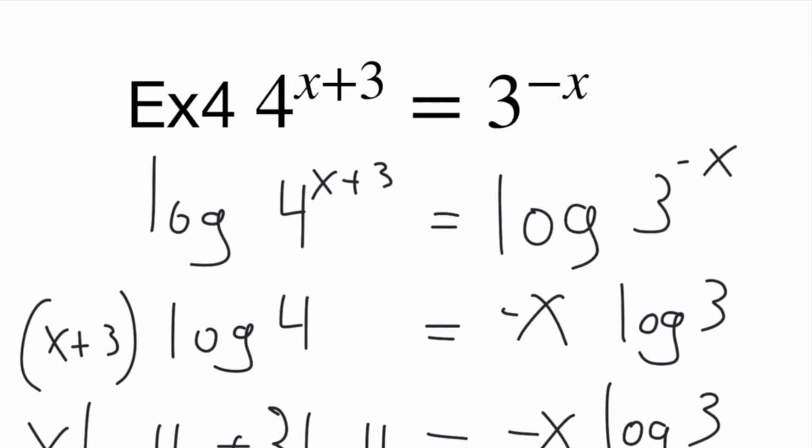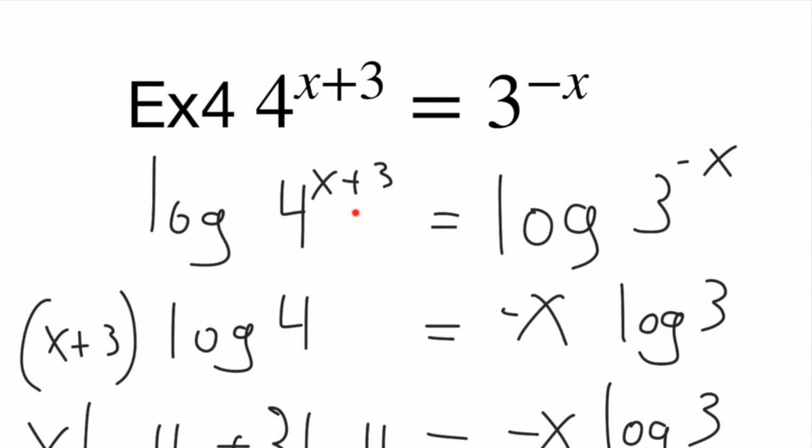Zirconium. Example 4 is 4 to the x plus 3 equals 3 to the negative x. The thing you need to notice here is that the bases would be the same. You might want to say that x plus 3 is equal to negative x, but you can't because this is base 4 and this is base 3. Best just to take the log of both sides, and this is what you get.